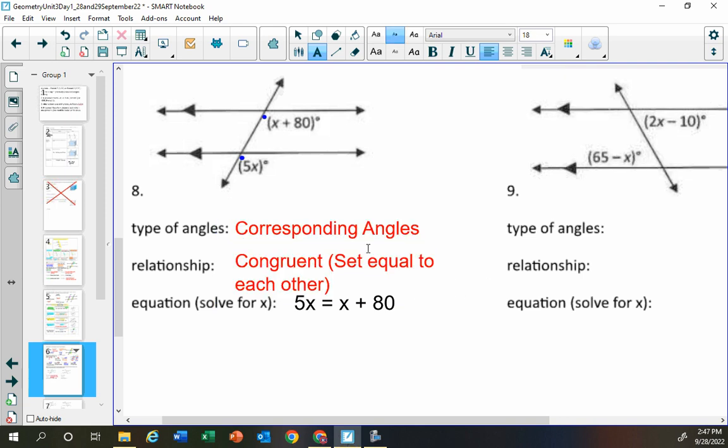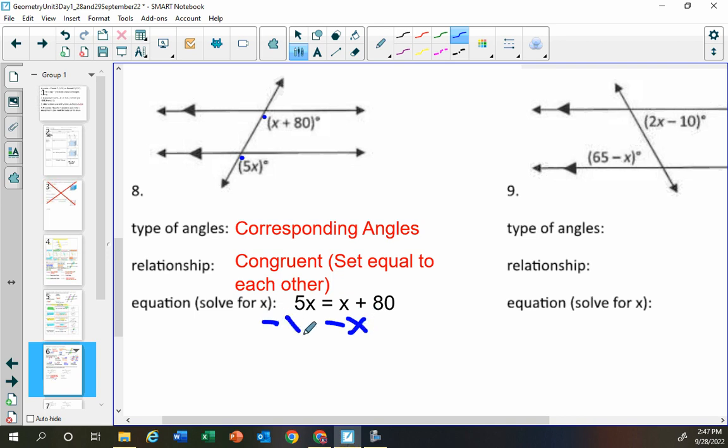So then minus the x, we can basically minus 1x. Yeah, so then we just solve. So minus x. Now 5x minus x gives you 4x, and over here, x minus x is gone, so 4x equals 80.